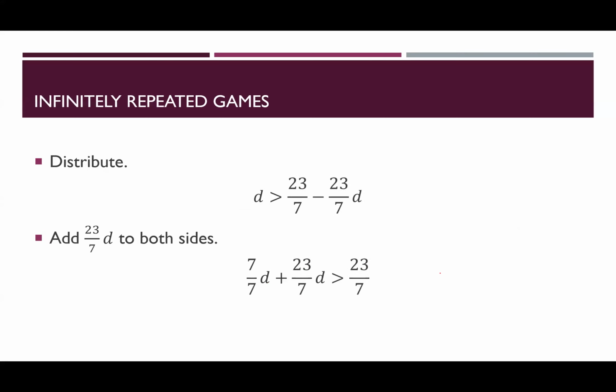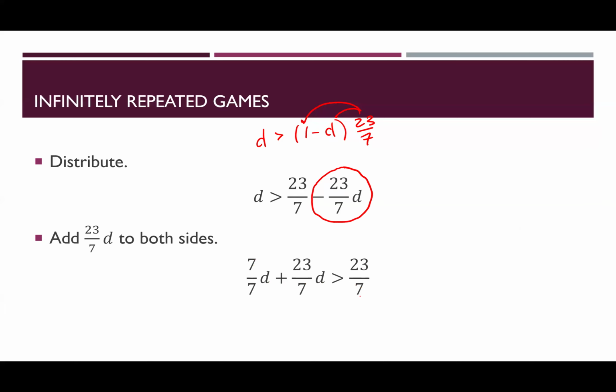And then we're just going to distribute. So we'll distribute that 23/7 into that parenthetical. Previously we had d greater than 1 minus D times 23 over 7, and we just distributed that 23 over 7. So we get 23 over 7 minus 23 over 7 times D. We're going to add 23 over 7 times D to both sides. That's going to get us 1 times D, which we can represent as 7 over 7, plus 23 over 7 times D, and that is going to be greater than 23 over 7.